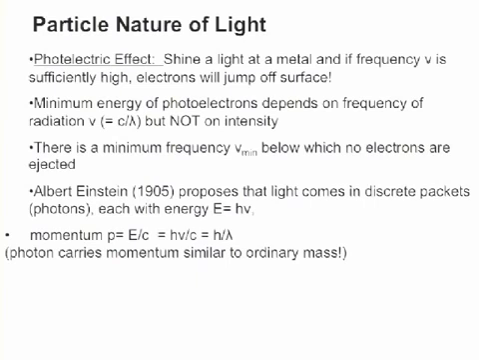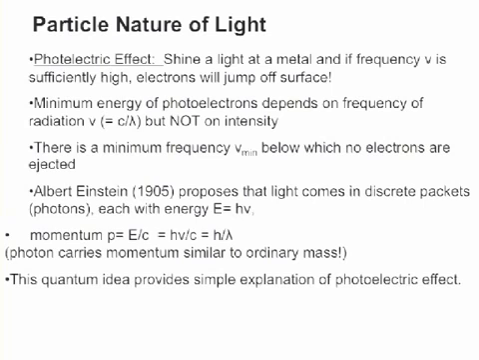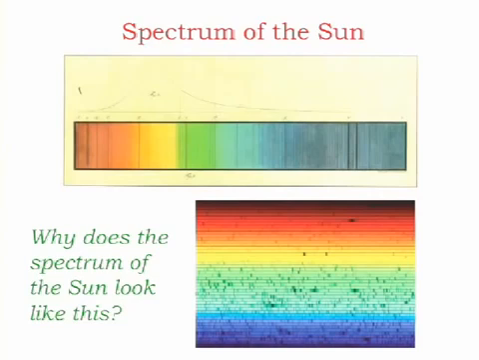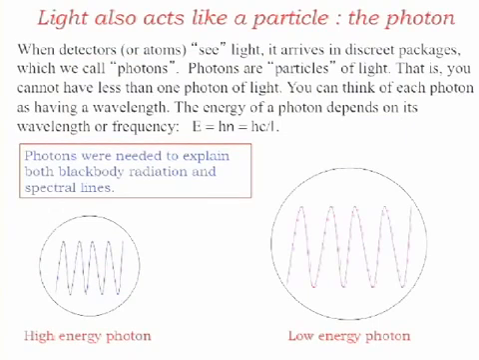All right, so how can light be both a particle and a wave? Well, that was the standard mystery. Why does the spectrum look like this? That was a standard mystery. Photons are needed, and basically you needed to have a particle and a wave nature for a photon to exist. Remember that high energy photons have a short wavelength, and low energy photons have a longer wavelength. By longer, I mean this distance is longer than this distance here.